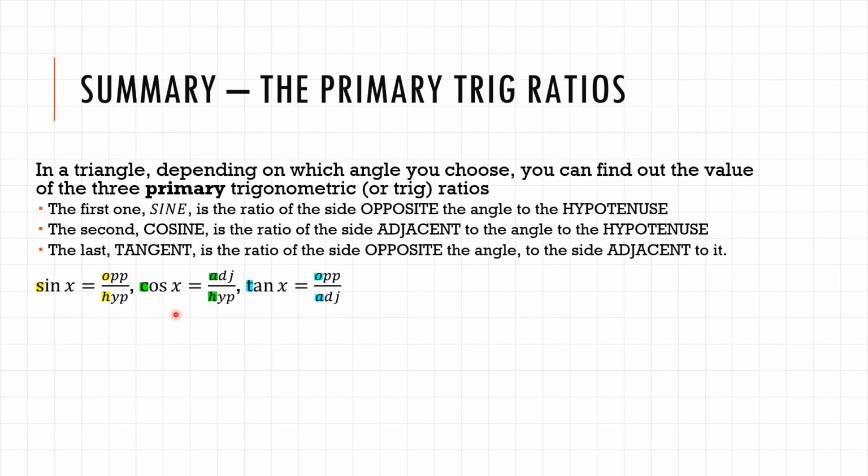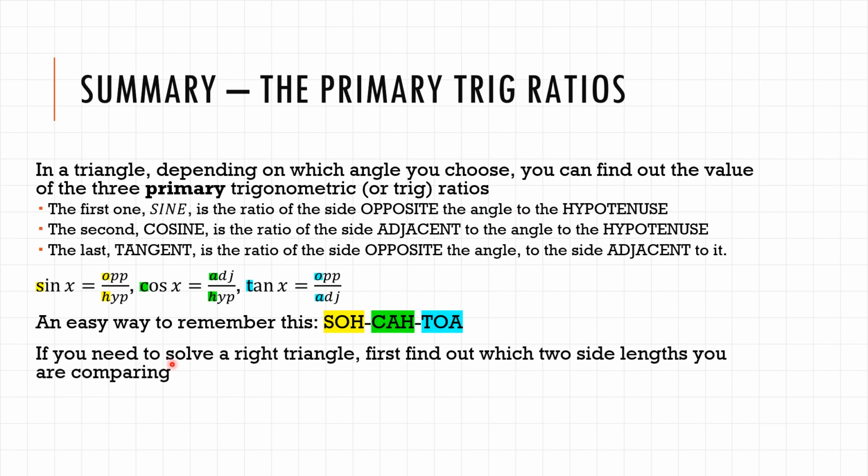So here's your quick little formula. Sine of x, where x is whatever the angle is, is equal to opposite over hypotenuse. Cosine of x is adjacent over hypotenuse, and tan of x is opposite over adjacent. An easy way to remember this little formula: SOH CAH TOA. Sine is equal to opposite over hypotenuse. Cosine is adjacent over hypotenuse. Tan is opposite over adjacent.